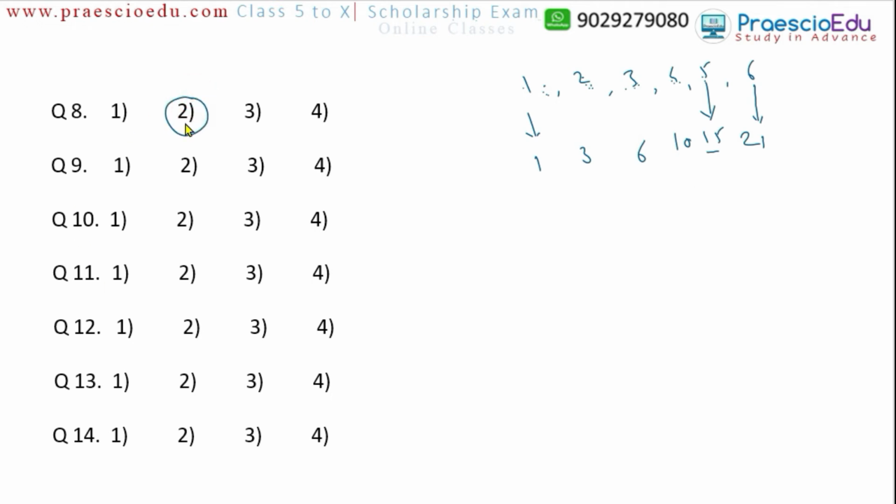Now question 9: 31 and 37, then 59 and 61, then 11 and 13, and 71 and 73. In this one, options 2, 3 and 4 are all twin primes, because there is a difference of 2 and both are prime numbers. But 31 and 37 are both prime numbers, yet there is a difference of 6. So that's why option number 1 is the different one.